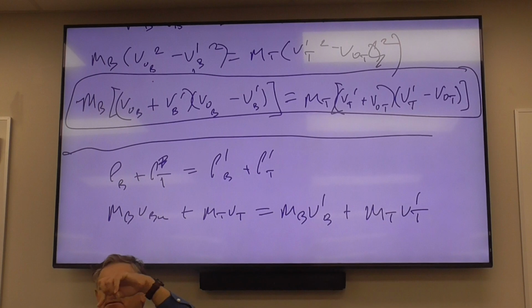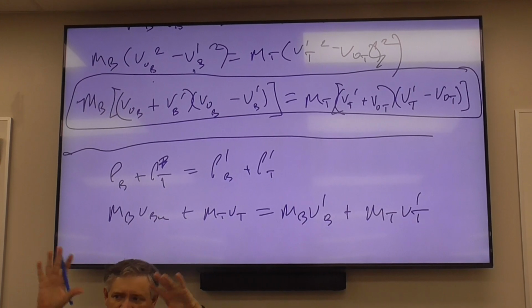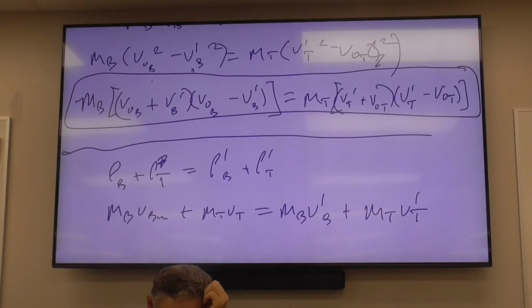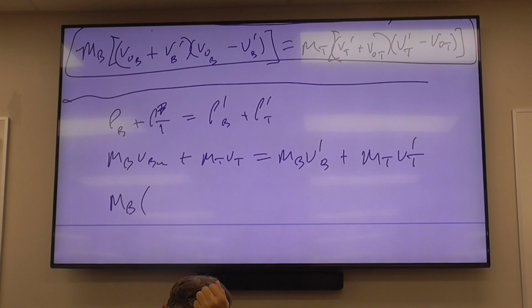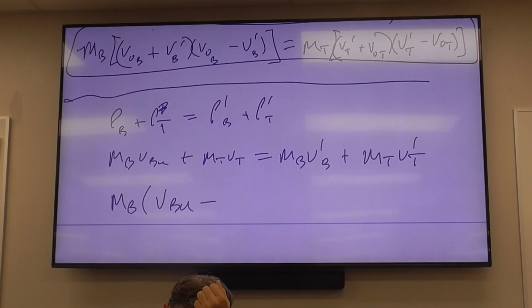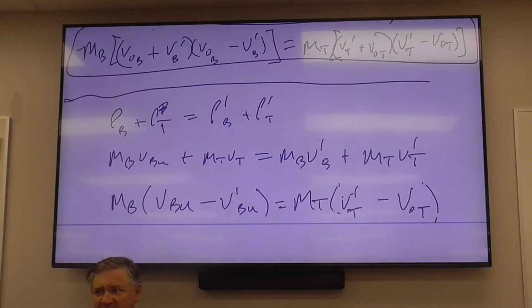Now I'm going to do the same thing we did before. I'm going to move stuff over and factor this out, all in one step. So this is going to be the mass of the bullet times the velocity of the bullet minus the new velocity of the bullet, and that's going to equal the mass of the target times the new velocity of the target minus the original velocity of the target. Everybody cool with what I just did?